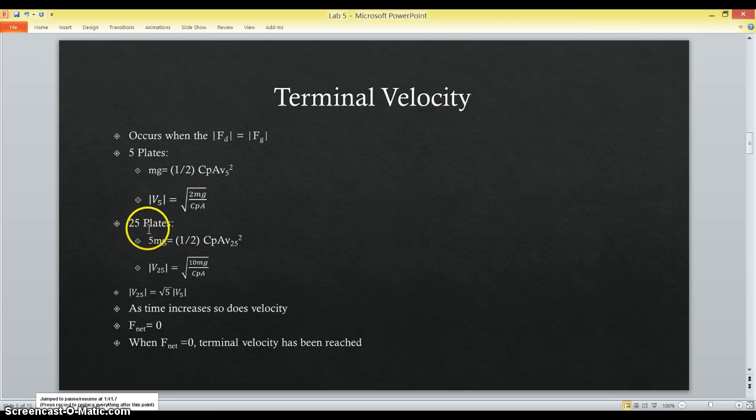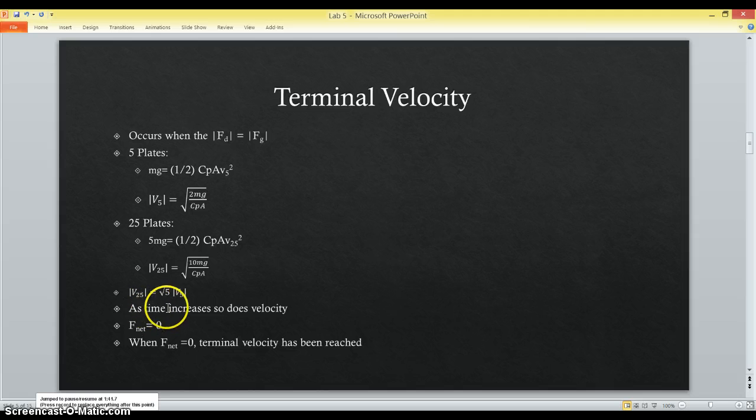On the other hand, for 25 plates, using the formula from the previous slide, we have 5 times the mass, so mass times gravity is equal to 1/2 C rho A v squared. And in this, the velocity of 25 plates is equal to the root of 10 mg over C rho A. The relationship that we have is that the magnitude of velocity of 25 plates is equal to root 5 times the magnitude of velocity of 5 plates.